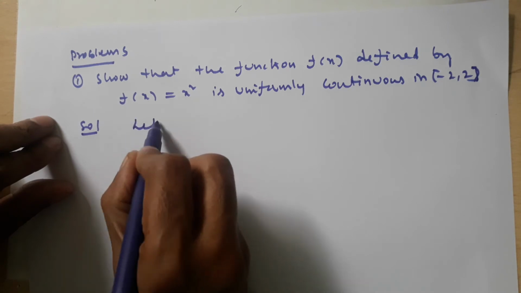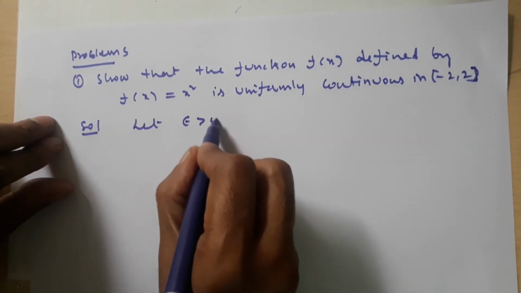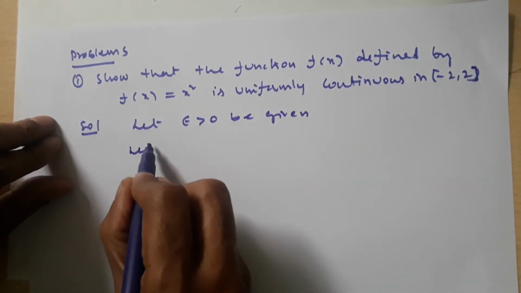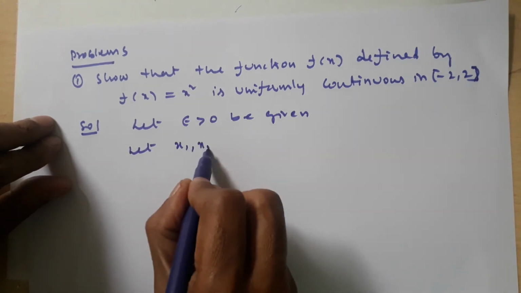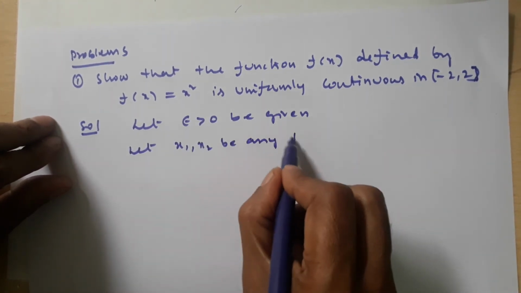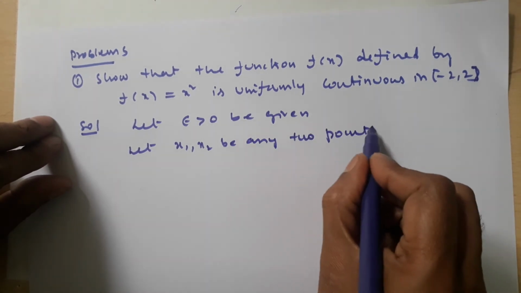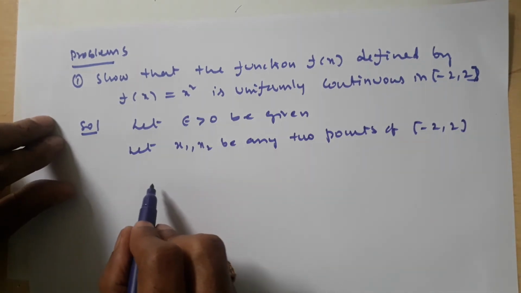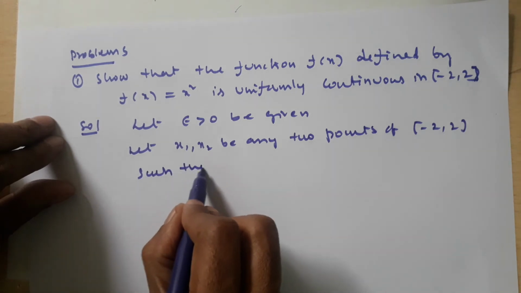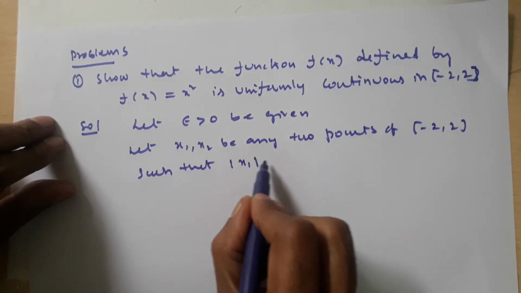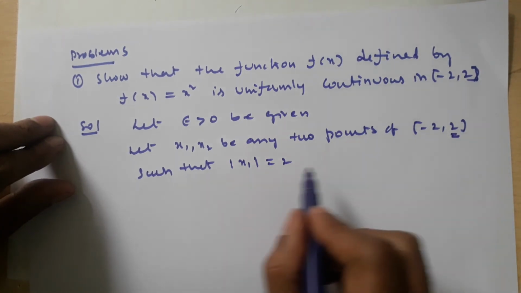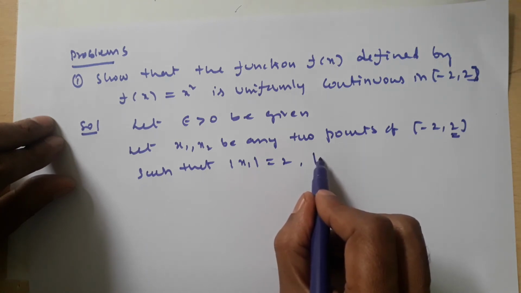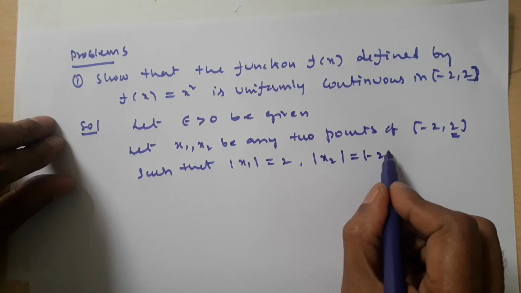Next, let epsilon greater than 0 be given. Next, let x1, x2 be any two points of the closed interval [-2, 2], such that |x1| is equal to 2, the upper value, and |x2| is equal to |-2|, which is equal to 2.